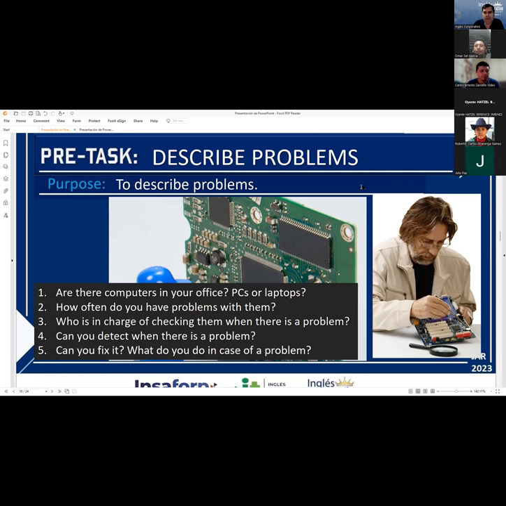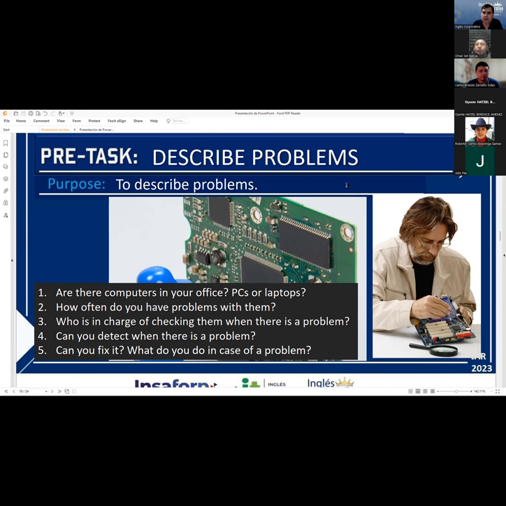Sometimes. It depends on the problem. Because if it's software, you reinstall the software. But if it's something physical, like a component burned out.